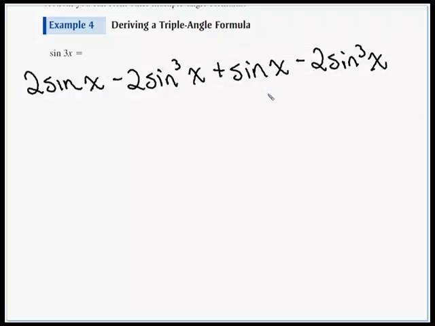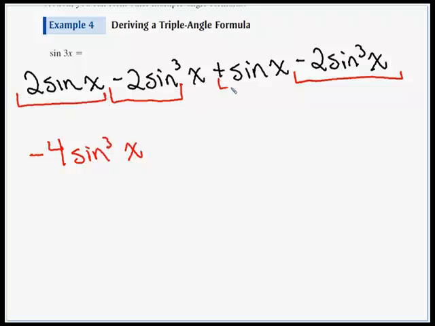So let's see what we can eliminate here, combine like terms. Let's see, our highest power is sine to the third. We have a minus 2 sine to the third, another minus 2 sine to the third. So that's going to be a minus 4 sine to the third of x. And then we have a 2 sine x plus a 1 sine x. That's plus 3 sine x.